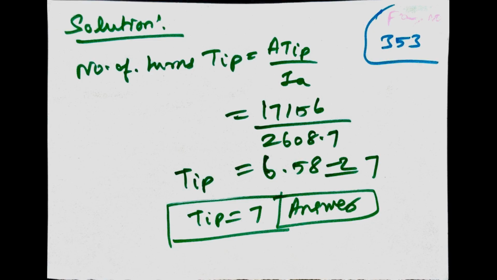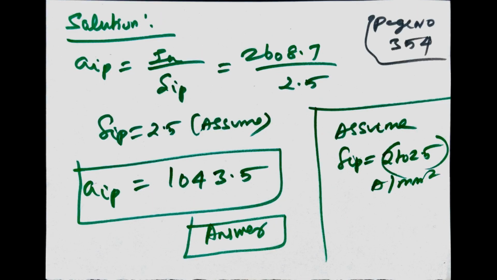Solution. Continuation of solution. Design of interpoles. Number of turns TIP is equal to ATIP divided by IA. Putting the required values, we obtain TIP is equal to 6.58, approximately equal to 7. That is the answer. Continuation of solution. AIP is equal to IA divided by delta IP. Assume delta IP is equal to 2 to 2.5 ampere per millimeter square. Putting the required values, we obtain AIP is equal to 1043.5. That is the answer.